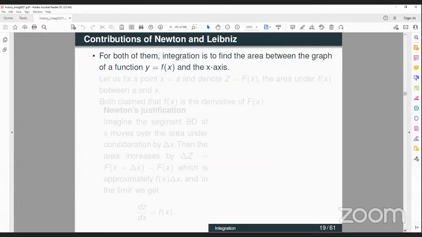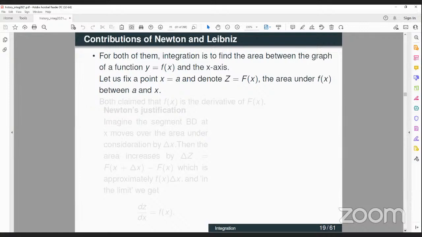Right. So what were the contributions, as far as we are concerned, of both of them? Integration is to be found as the area between the graphs of two functions. This is modern language. This is only our language of trying to interpret the work of Leibniz and Newton, because the concept of graph was not very precise. The concept of function was not very precise when Leibniz came to the scene.